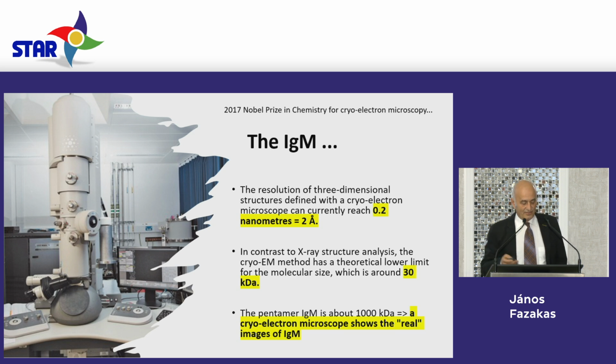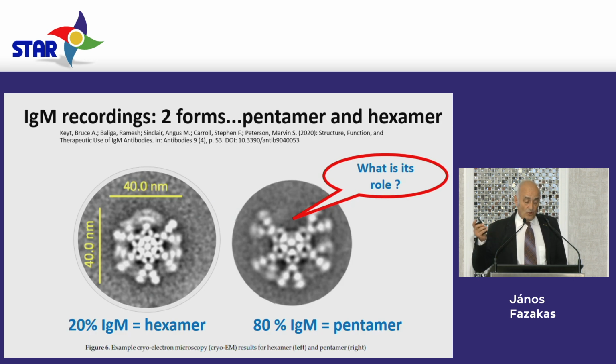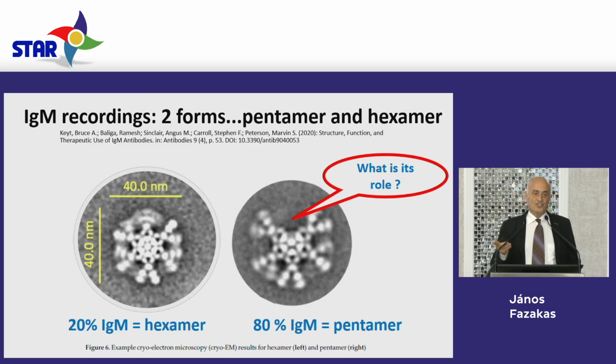So they checked the IgM with the cryo-electron microscope, and what they found is that the IgM had 2 forms. When I was a student and medical doctor, specialist, I only knew that the IgM is a pentamer form. However, it seems that it has 2 forms, the pentamer and the hexamer. And 20% of the IgM is hexamer in your blood, actually, and 80% of the IgM is pentamer. And you can see that a portion is bitten out from the hexamer.